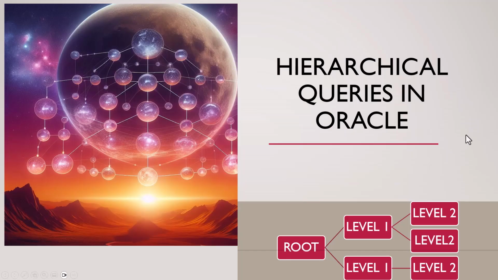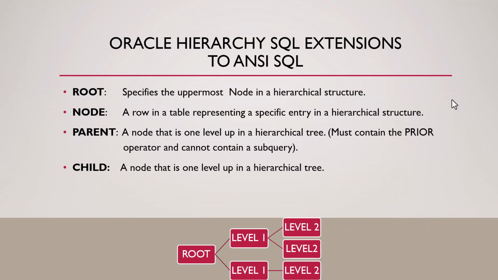Okay, so as you can see, I have a little illustration here on the side from AI. And what we're going to be looking at is hierarchical queries in Oracle. So let's get started. There's a couple of terms we should get familiar with so you know what we're talking about. And one of them is root. Root specifies the uppermost node in the structure. So if you look down on the bottom here, you can see the root node is the first topmost node.